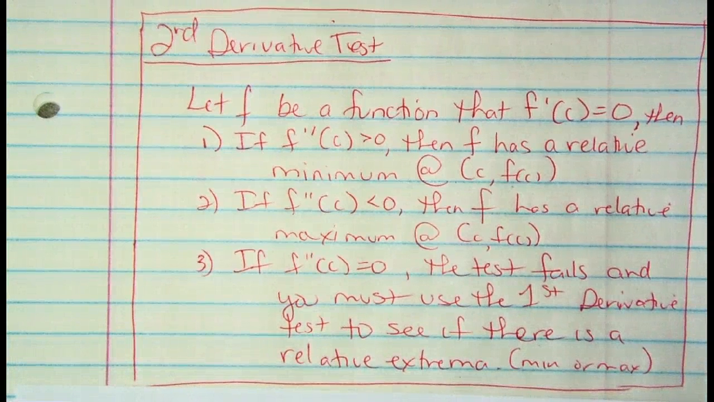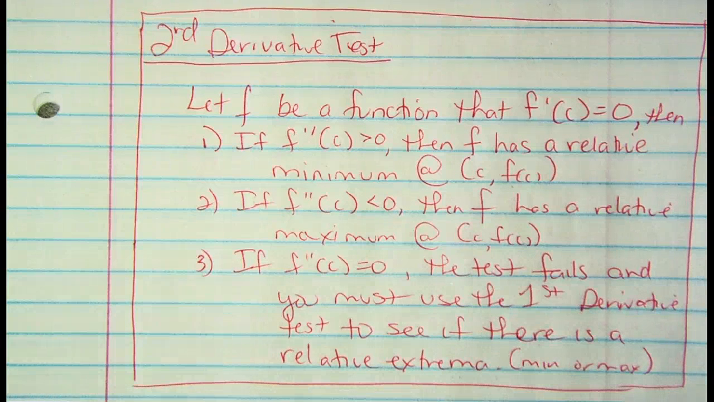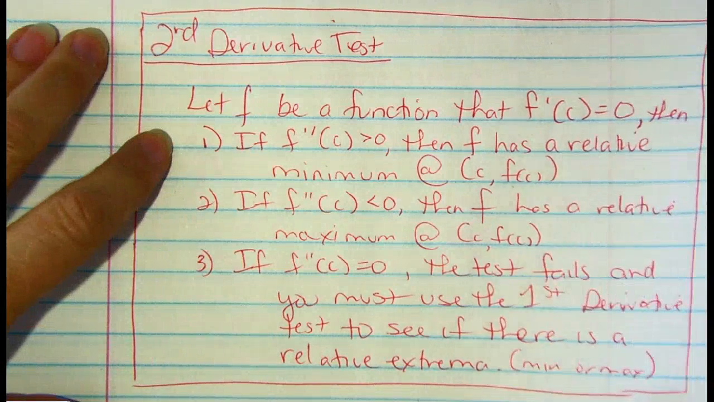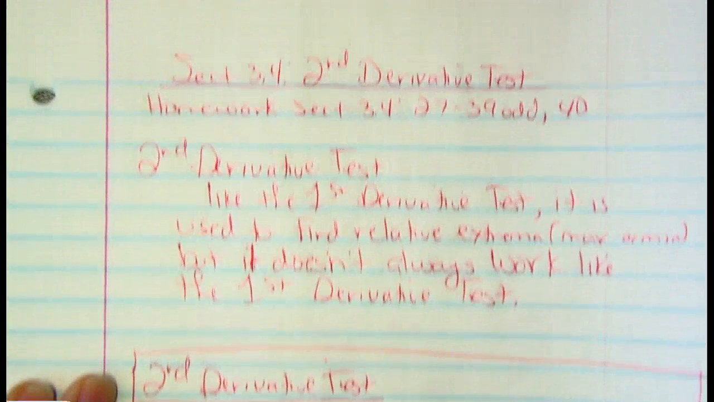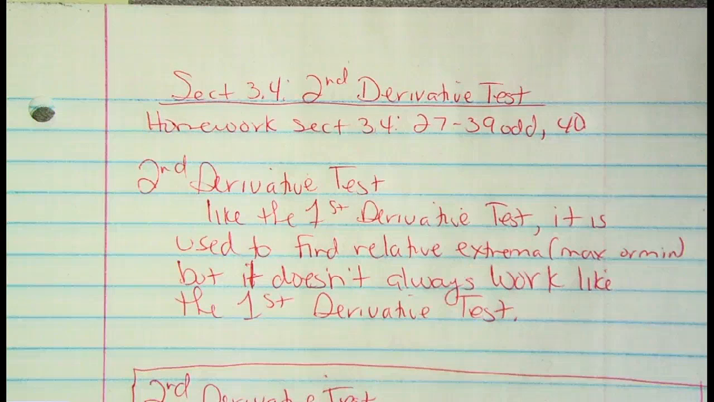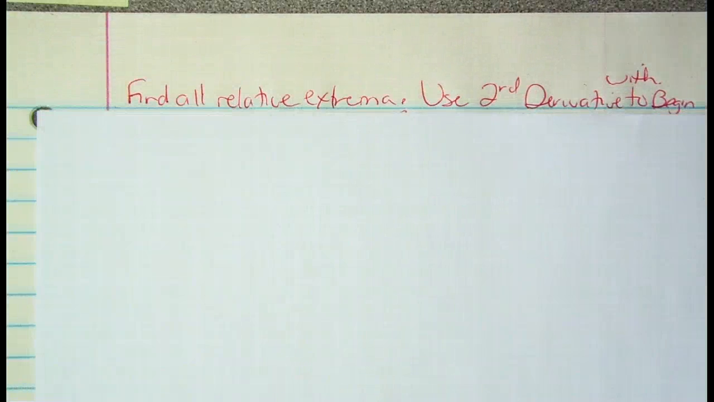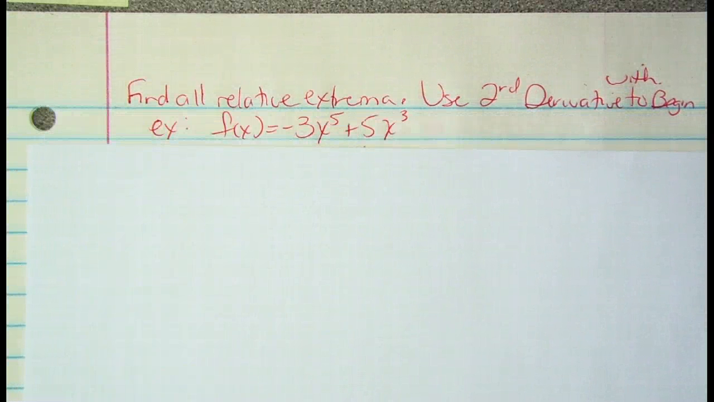So I'm going to proceed to just do one problem this evening, because the same directions will work for all of the homework. You're just using the second derivative test and then going back to the first when the second fails. So let's do a problem. The directions will read, find all of the relative extrema, use the second derivative to begin with, and of course, if one of the critical numbers fails, use the first derivative test.